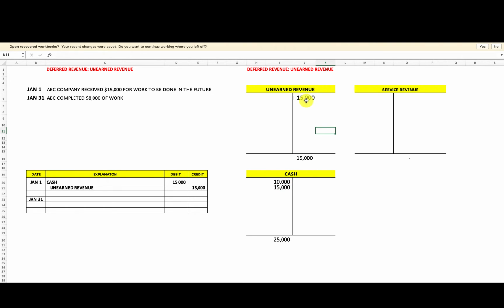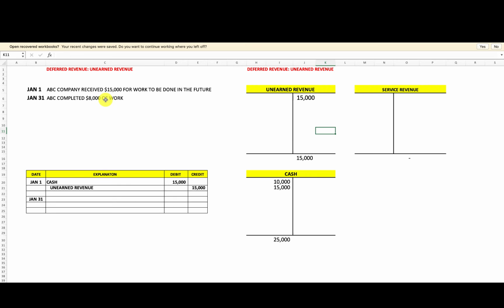And then we have a credit to unearned revenue. Unearned revenue is a liability. It represents you don't owe money to the customer. You owe services or goods to the customer. So now on January 31st, you check with the folks working on a project and they completed $8,000 worth of work, right? So they provided $8,000 worth of services.